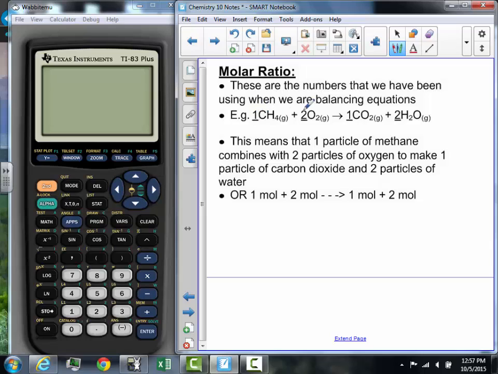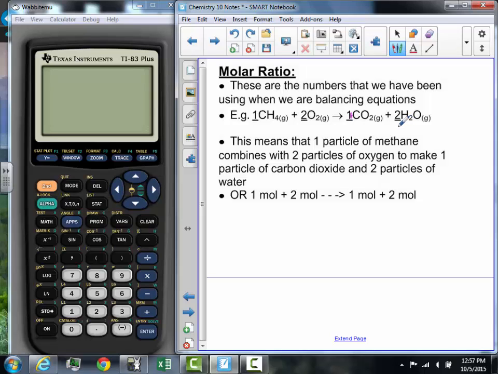Okay, these numbers right here, they're very important for law of conservation of mass purposes, but they're also important for our recipe uses. You could consider that it means that 1 particle of methane and 2 particles of oxygen make 1 particle and 2 particles.